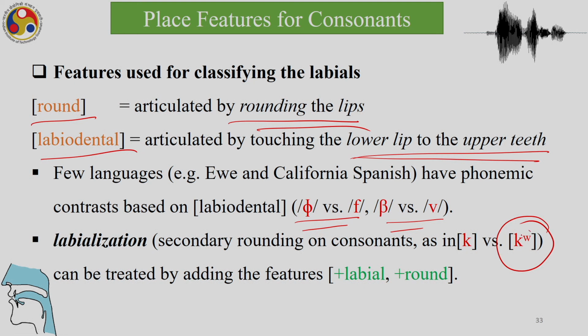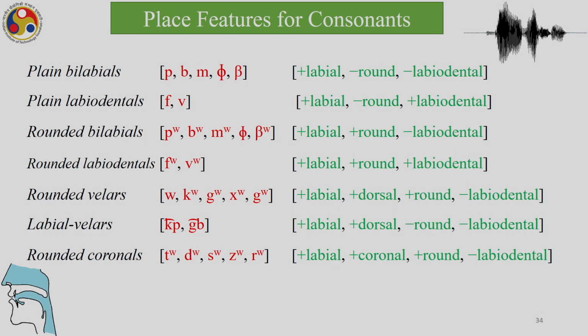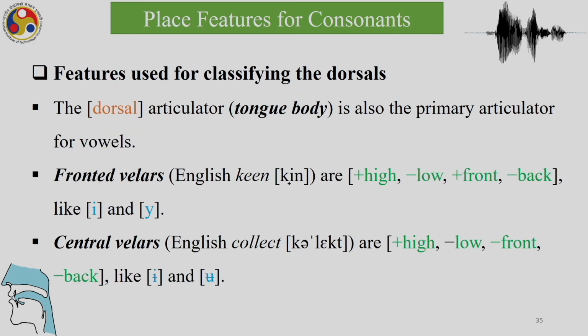It is represented as a superscript, and can be treated by adding the features plus labial and plus round. So the place features for consonants are plain labials, plain labiodentals, rounded labials, rounded labiodentals, rounded velars, labial velars, and rounded coronals. Now, features used for classifying the dorsals. The dorsal articulator is also the primary articulator for vowels, and fronted velars are there.